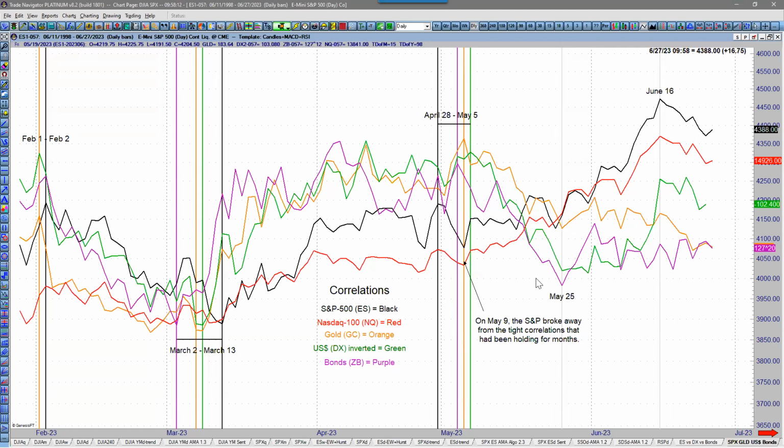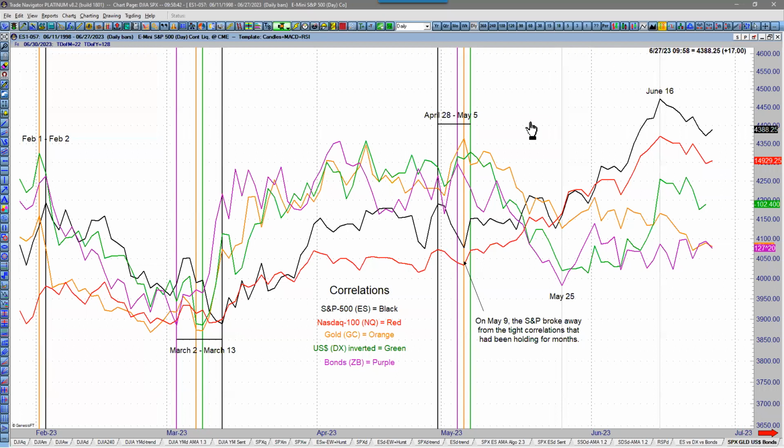Gold moved down, bonds moved down, and the US dollar was moving up. So remember, this green line, the US dollar, is inverted. Then they all kind of moved back into correlation between May 25 and June 16. So the correlation appears to be back in place, but that's not good for the market because now they're all moving down together. So I wanted to show that as well.